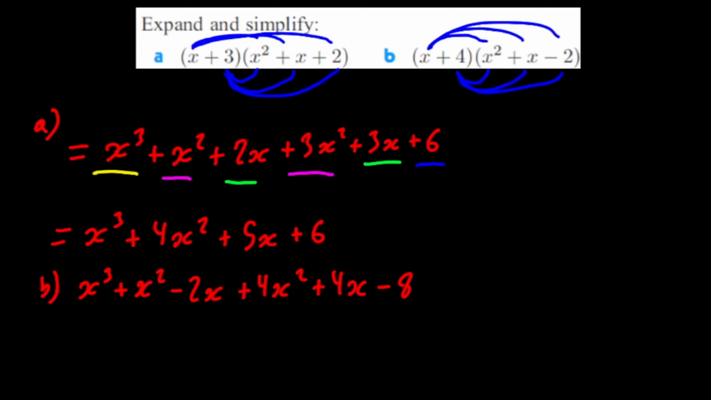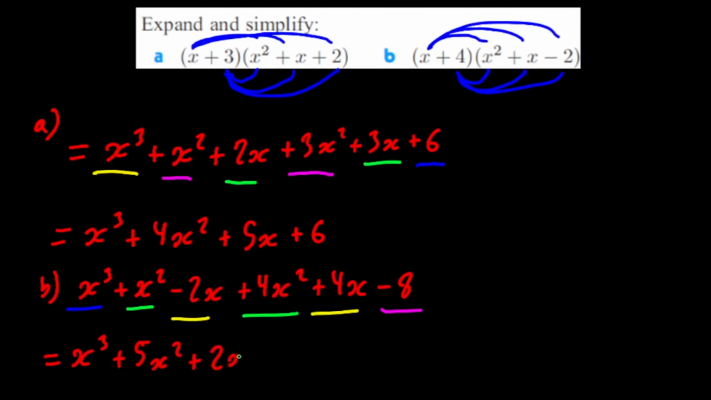And then we look at the like terms. So we have 1x cubed, we have x squared and plus 4x squared for like terms. We have negative 2x and plus 4x, and finally minus 8. Now we can simplify. We'll get x cubed and then x squared plus 4x squared gives us 5x squared. So plus 5x squared minus 2x plus 4x gives us plus 2x and then minus 8.